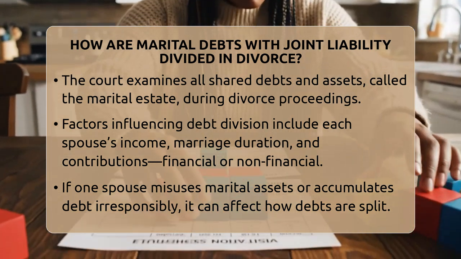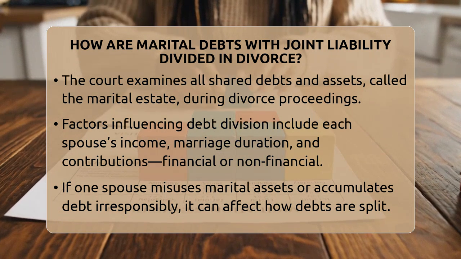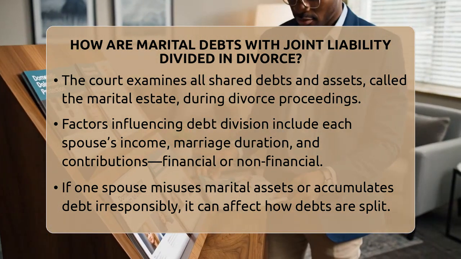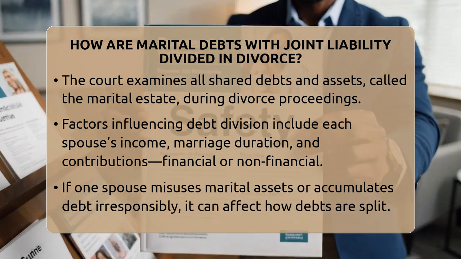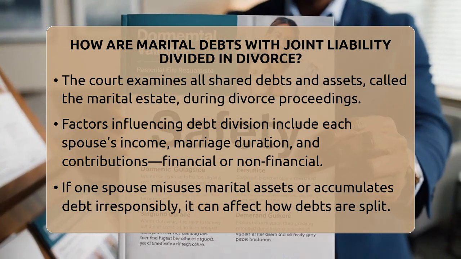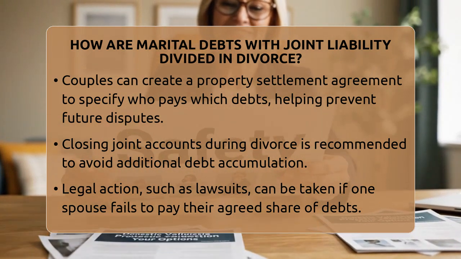These include each spouse's income and ability to pay, how long they were married, and how much each contributed financially or non-financially to the marriage. If one spouse wasted marital assets or accumulated debt irresponsibly, that can influence how debts are split.